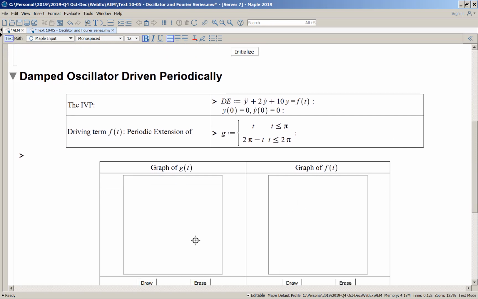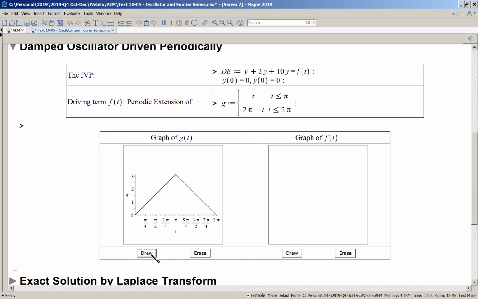g. So what does g look like? This is what g looks like, and this is what the periodic extension will look like. So this is a tent, this is a sawtooth. And we're going to drive this system with this sawtooth function. I now propose to get an exact solution by the Laplace transform.